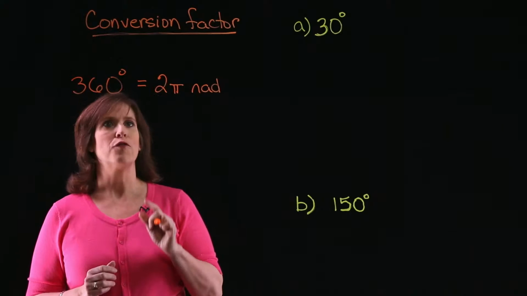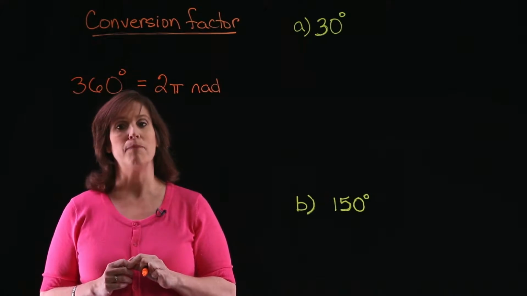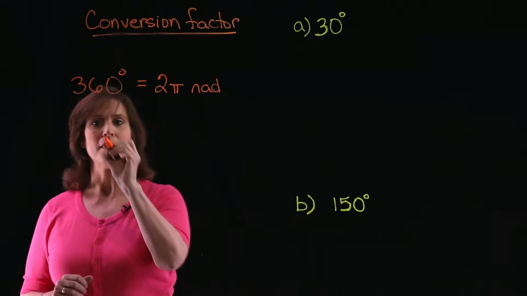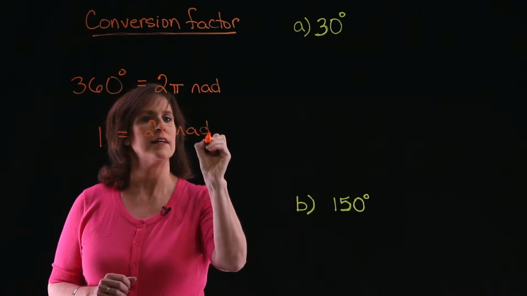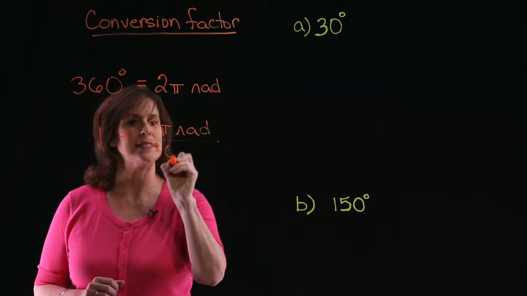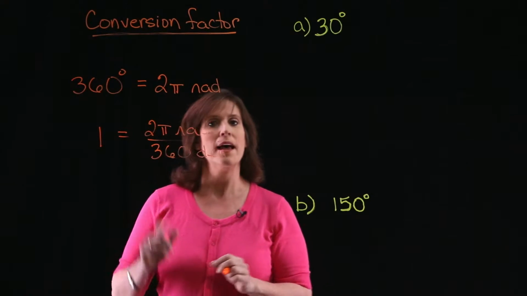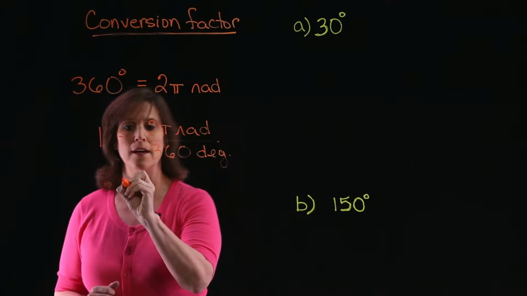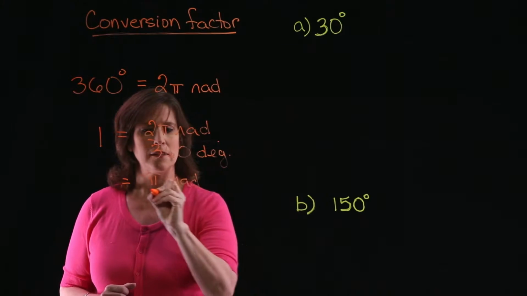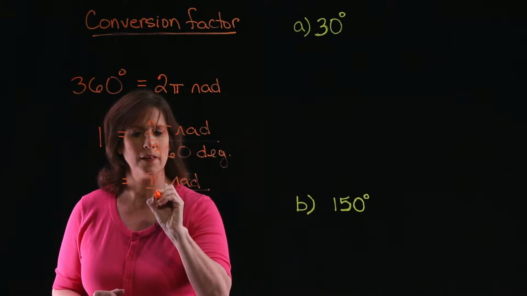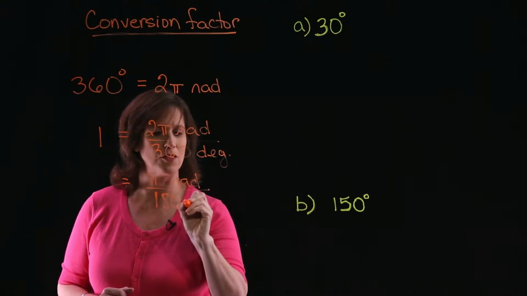Because I'm going to want to go from degrees to radians, I'll divide both sides of my equation by 360 degrees. When I do that, I end up with 1 equals 2 pi radians divided by 360 degrees. I'm going to write that out, DEG, for degrees. Now this fraction can be reduced, and it reduces to pi radians divided by 180 degrees.